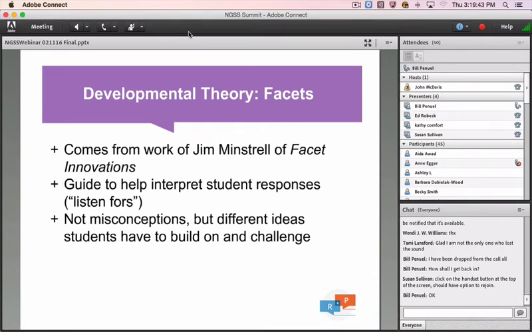So one of the things that's really important that we emphasize in the chapter on classroom assessment and the NRC book is the importance of having an interpretive framework for interpreting students' ideas. For many people, that is the framework of learning progressions, and there are learning progressions documents that are appendices to the Next Generation Science Standards. But the tool that we used is something called Facets that comes from Jim Minstrell of Facet Innovations.